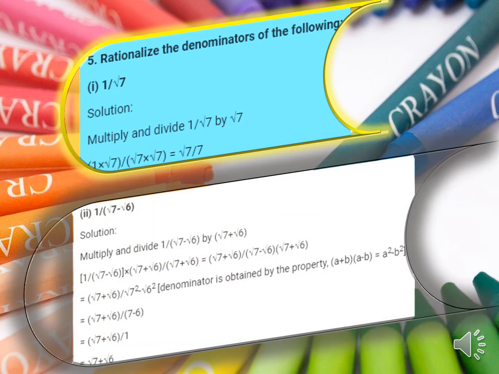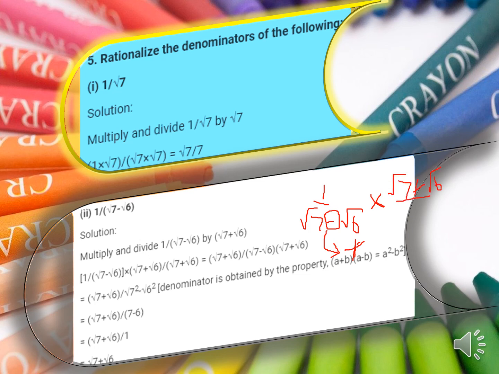So next sum, second subdivision, 1 by root 7 minus root 6. How can we rationalize this? So what should be multiplied here? In this step you should be careful, because here it is given as minus symbol. In rationalizing the denominator, we should convert it into the opposite symbol, that is plus. So here it should be multiplied with root 7 plus root 6.